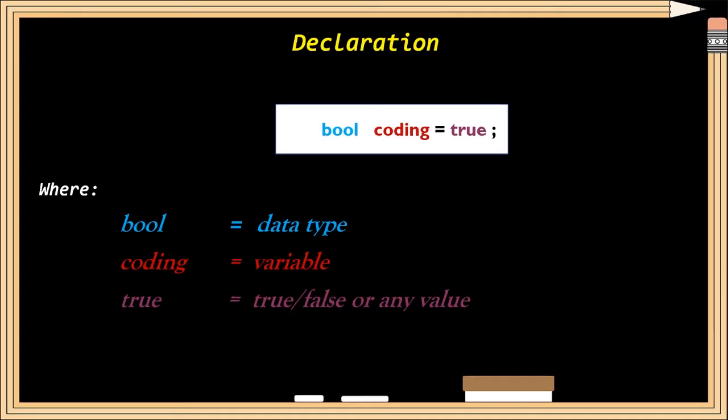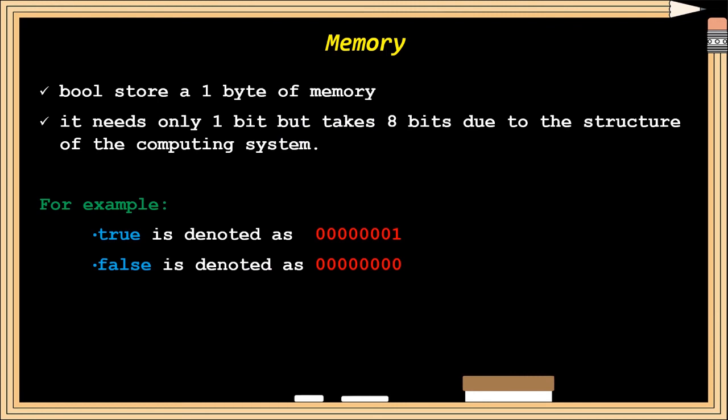The declaration is bool coding assigned to true. Here bool is nothing but the data type, coding is the variable, and the value can be true or false or any value. And if you are speaking about memory, then the bool data type stores only 1 byte of memory. It needs only 1 bit, but it takes 8 bits due to the structure of the computing system.